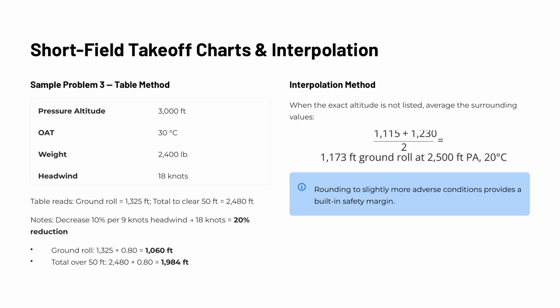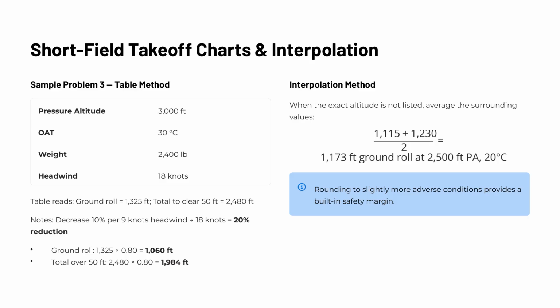Let's walk through sample problem 3 using the table method for a short field takeoff. Our conditions are a pressure altitude of 3,000 feet, an outside air temperature of 30 degrees Celsius, an aircraft weight of 2,400 pounds, and an 18-knot headwind. Looking up these values in the performance table, we get a ground roll of 1,325 feet and a total distance to clear a 50-foot obstacle of 2,480 feet.